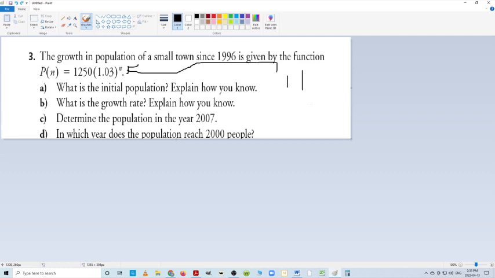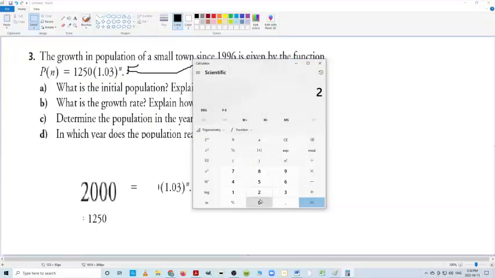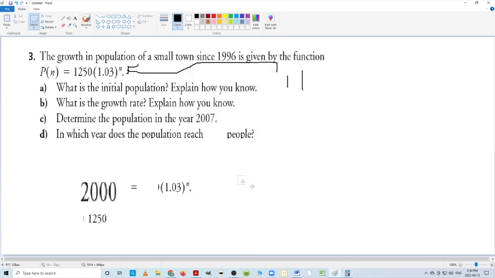What year does the population reach 2,000? It's a much more interesting question because this 2,000 is on the y side of it. So when does 2,000 equal this? So I have to isolate this here. It's being multiplied by 1250. So divide both sides by 1250. It disappears here. And I get 2,000 divided by 1250, which is 1.6. So I have to figure out when this becomes 1.6.